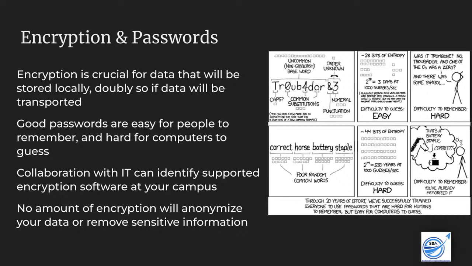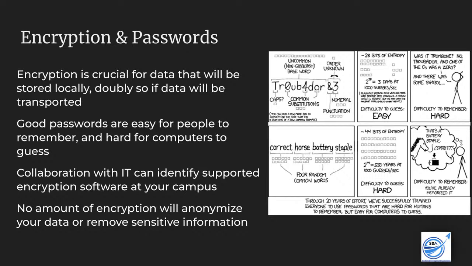A good rule of thumb is that passwords should be easy for people to remember and hard for computers to guess. Drawing your attention again to the XKCD comic by Randall Munroe, you notice that he describes how the password Troubadour ampersand 3 is incredibly hard for people to remember, but it's so short that a computer can guess it fairly quickly. Meanwhile, the password correct horse battery staple is much more difficult for a computer to guess and is something that we can easily envision in our heads.